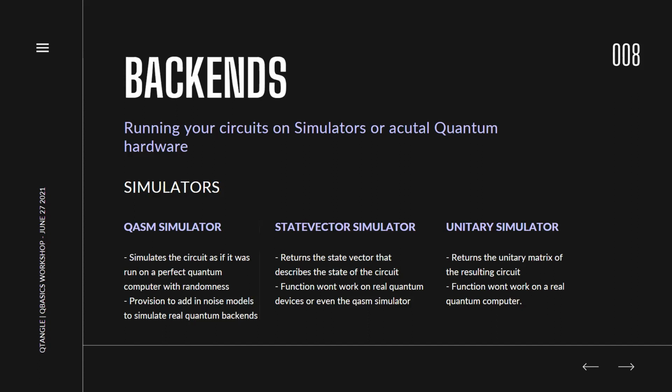So let's talk about the simulators that we are looking at today. We are going to look at three simulators: the chasm simulator, the state vector simulator, and the unitary simulator. The chasm simulator is basically a quantum simulator. What it does is simulate the circuit as if you're running it on a quantum computer, and the key word here is that it runs on a perfect quantum computer, without any noise or disturbance.